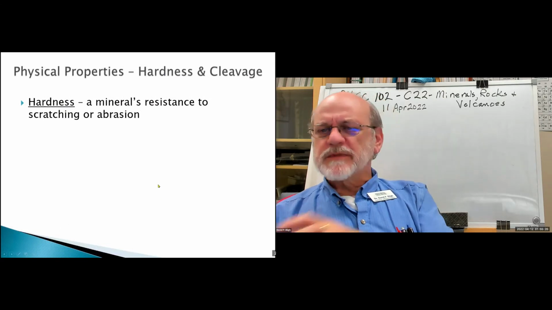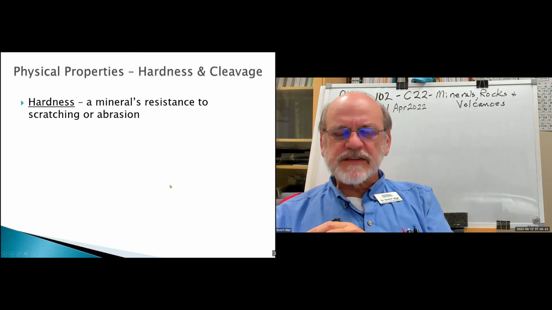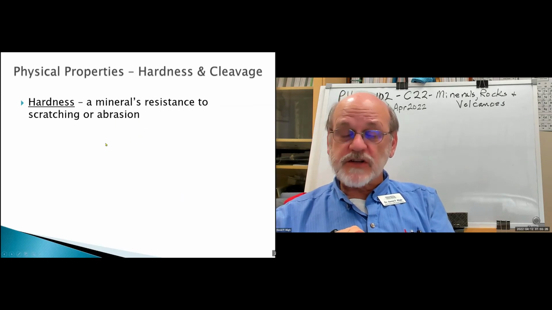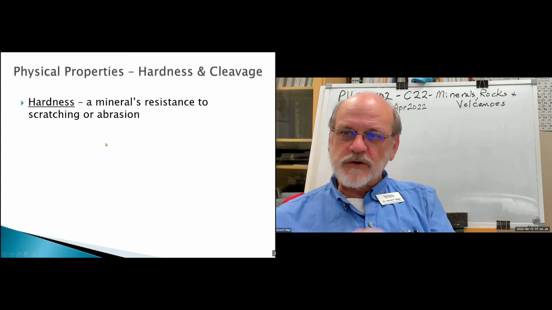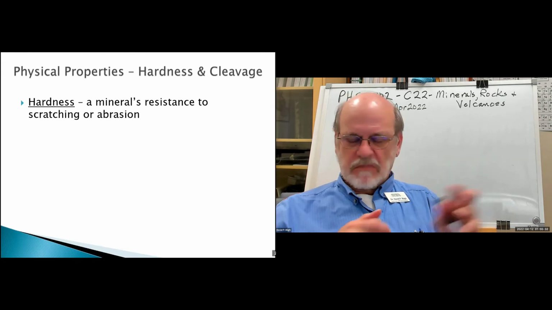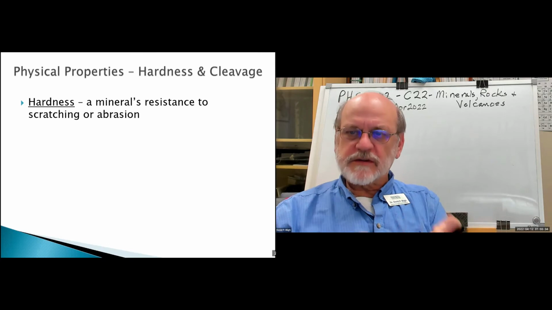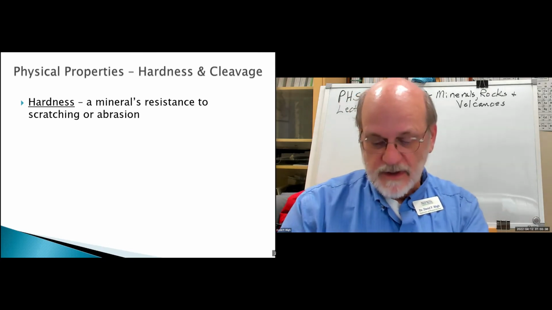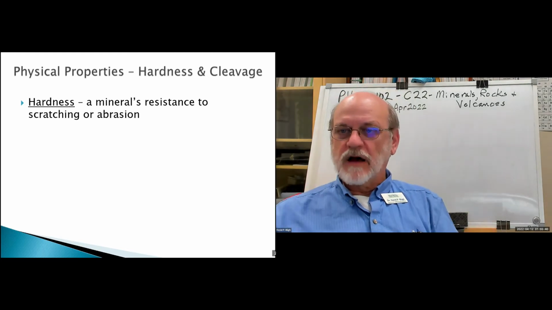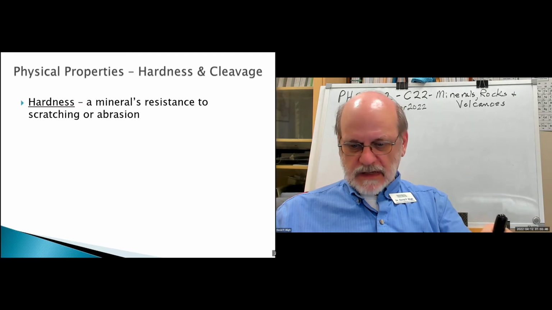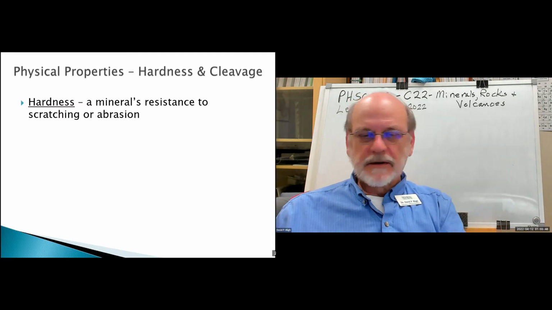Okay, what are some of these other physical properties? Let's see, we mentioned hardness. That's a resistance to scratching or abrasion. So if we take the Mohs scale and we say, all right, where does this mineral fit on the scale? Well, you usually have a sampling of 1 through 10, diamond at one end, talc at the other end.